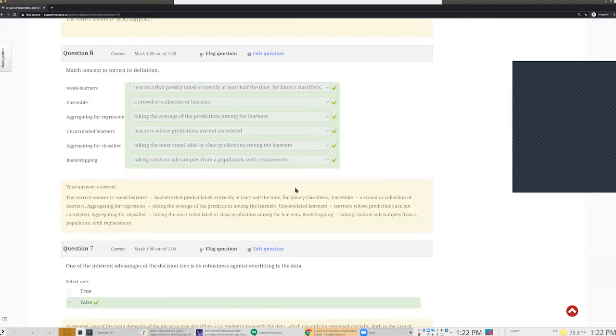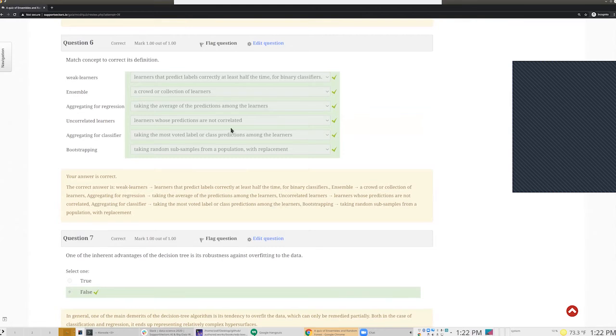Then this is the matching. I hope you all got it right. Weak learners are learners that predict labels correctly at least half the time. They are not random guessers. An ensemble is a crowd of learners. You can make an ensemble of strong learners also, but generally it's better to start with weak learners. Aggregating for regression simply means taking the average of the predictions from each of the weak learners. One predicts 3, one predicts 3.5, another predicts 4. You take the average and you say 3.5 is the prediction.